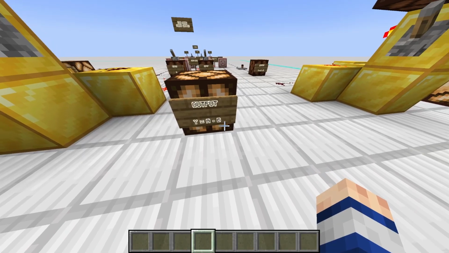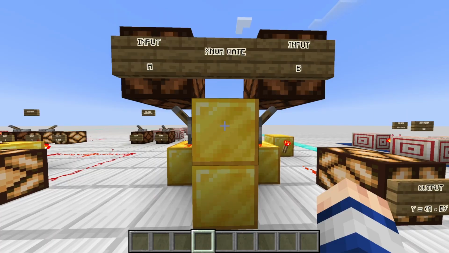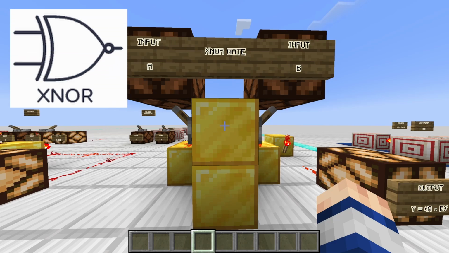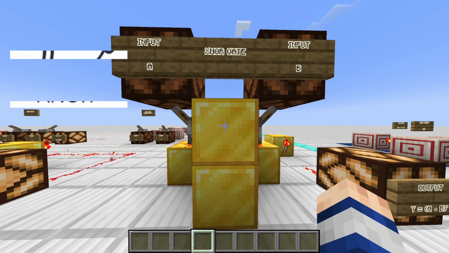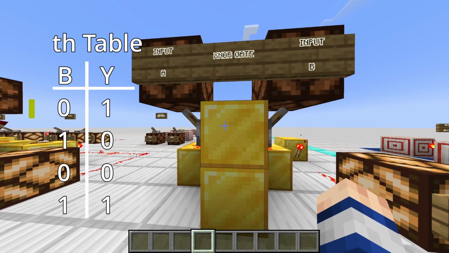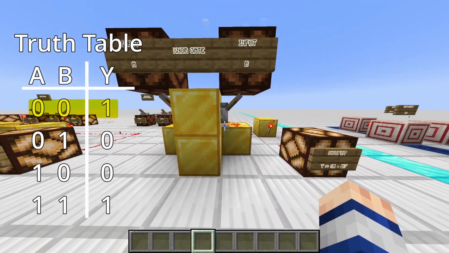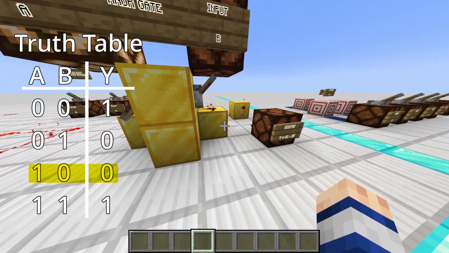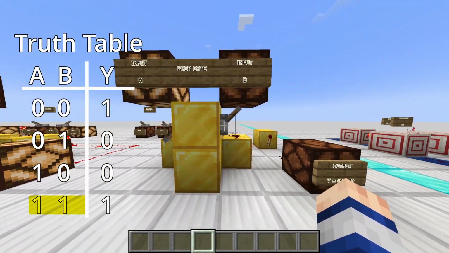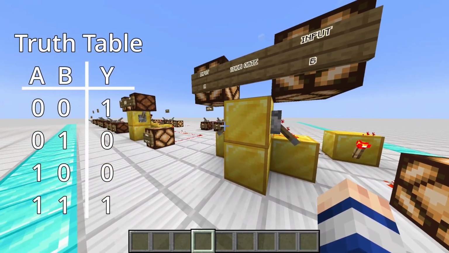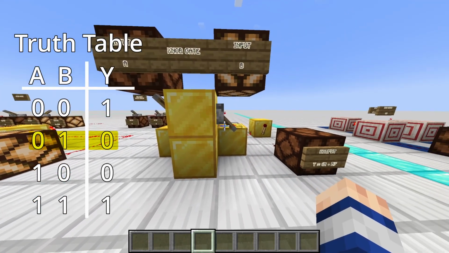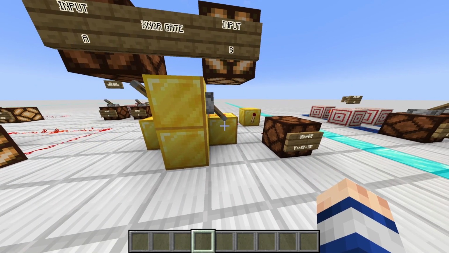And as you would expect, the XOR gate, just like the previous gates, also has an inverted version called the XNOR gate. And again, exactly as you'd expect, it is just an XOR gate with the final output being inverted. So A is low, B is low, Y is high. A is high, B is low, Y is low. A is high, B is high, Y is high. A is low, B is high, Y is low.